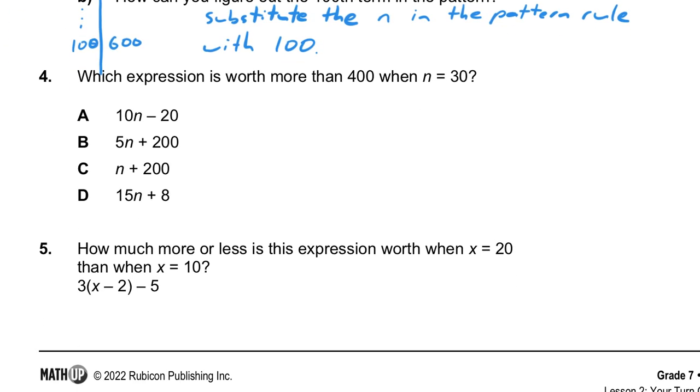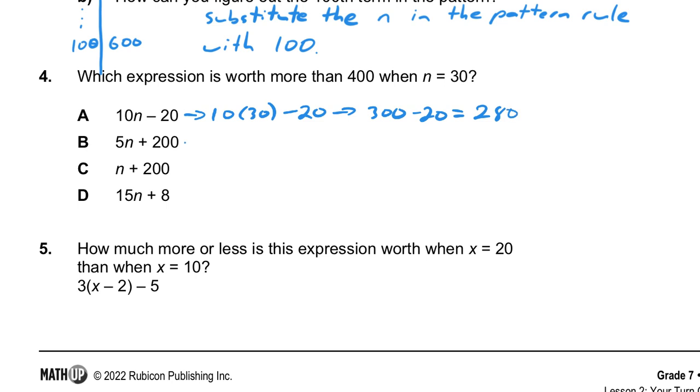Next it asks us, which expression is worth more than 400 when n equals 30? Well, we can just solve this like this. So this becomes 10 times 30 minus 20, which becomes 10 times 30, which is 300, minus 20, which equals 280. So that's not more than 400.